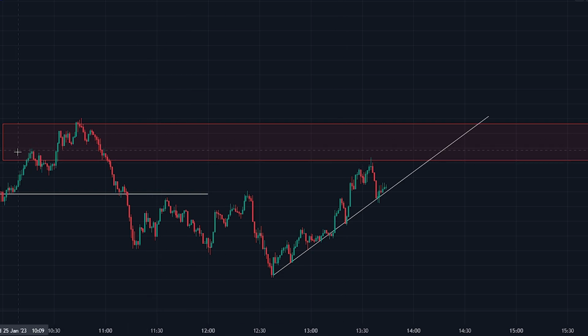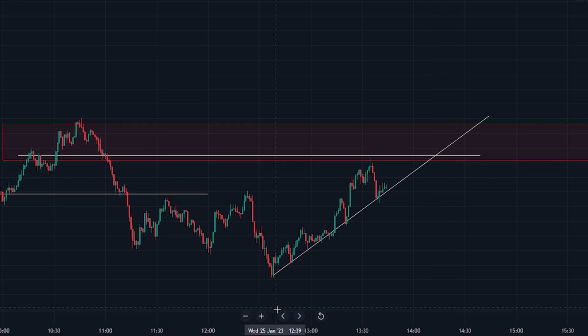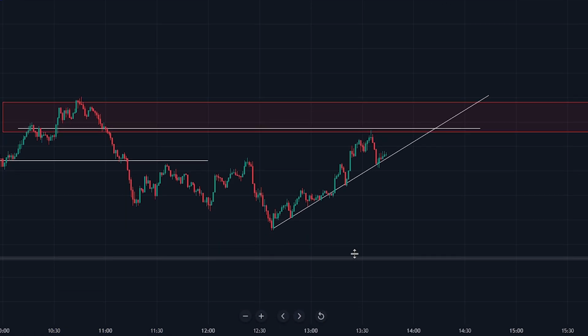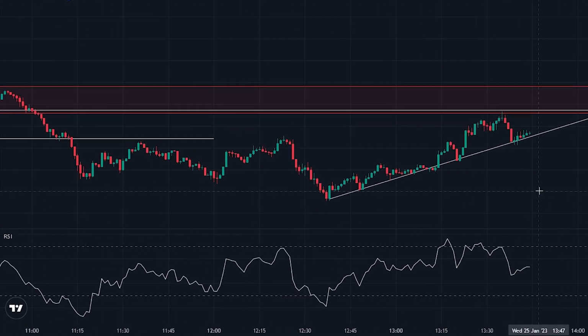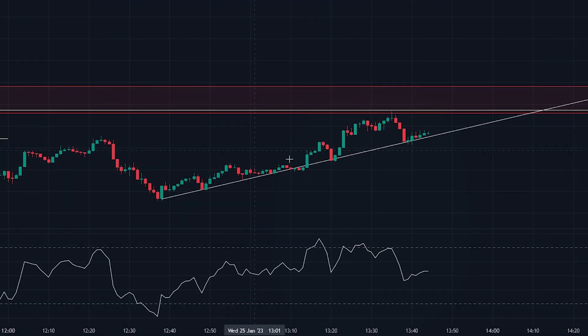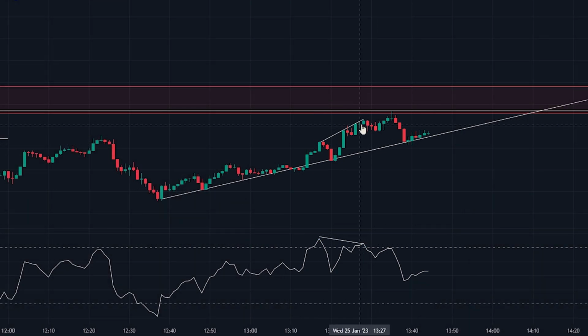We see that a new resistance zone has been created. Let's draw a line here to make it more visible. To confirm the signal, let's enable the RSI indicator. On the RSI, we'll be looking for a bearish divergence. We see that this played out here because the price was making higher highs whilst the RSI made lower highs. This means that all of the conditions have been met.